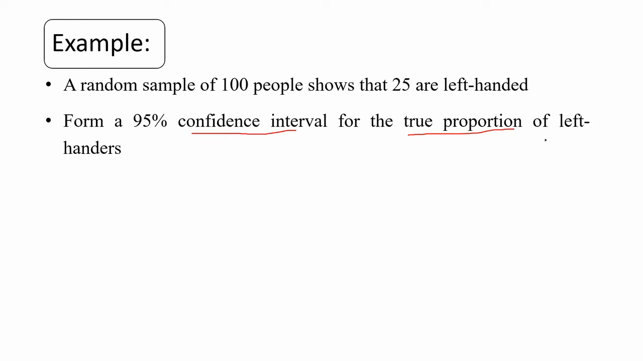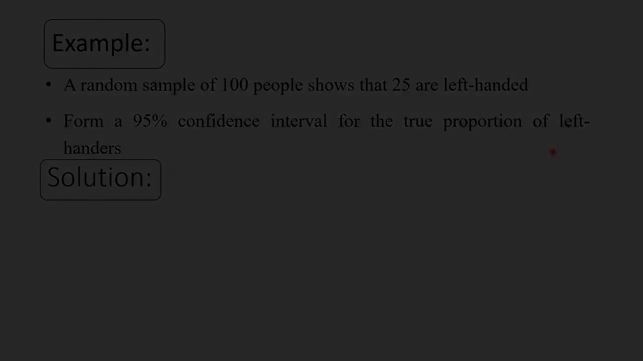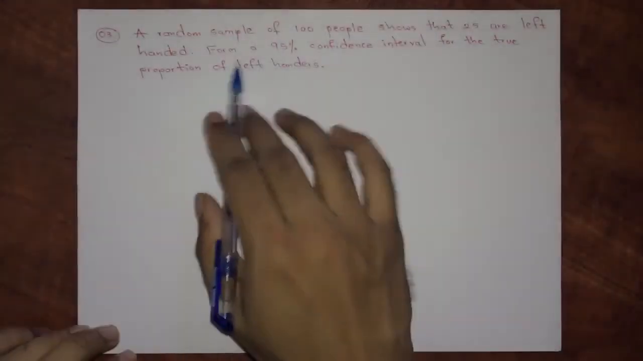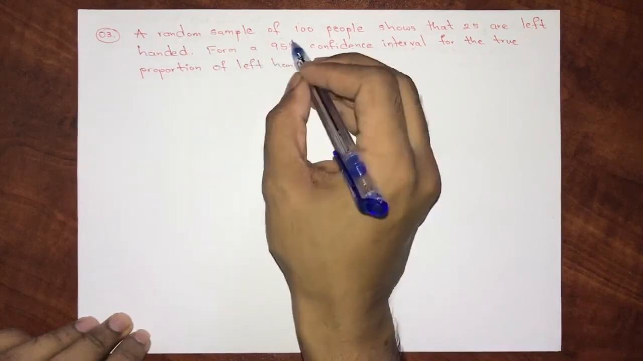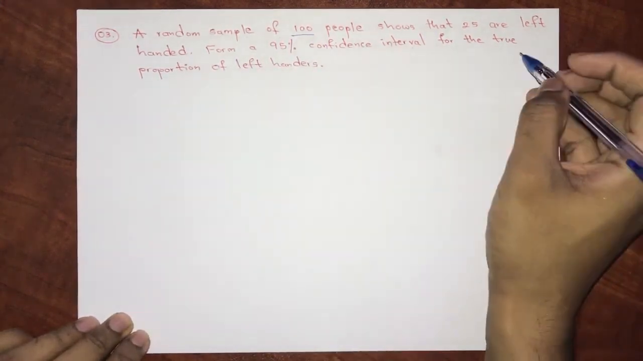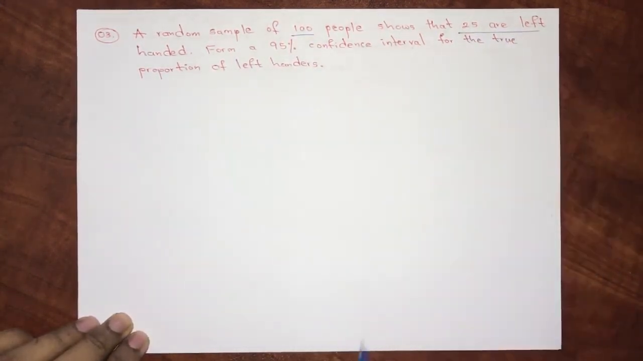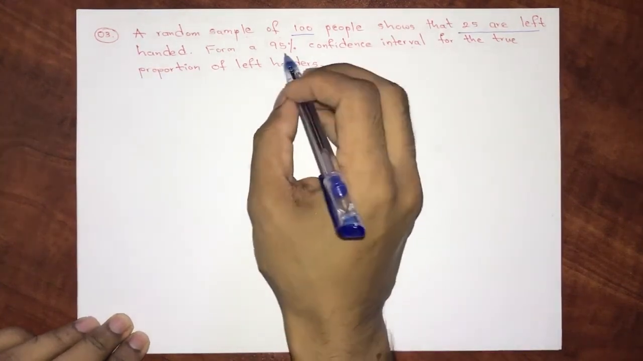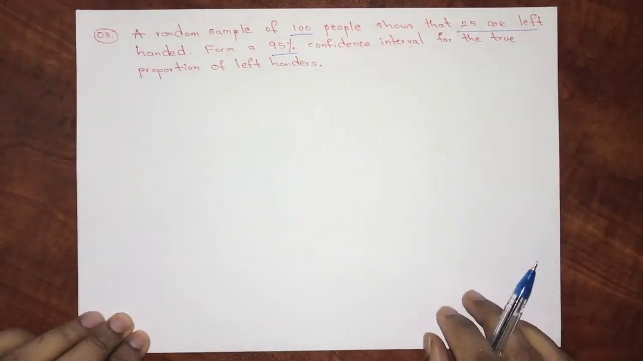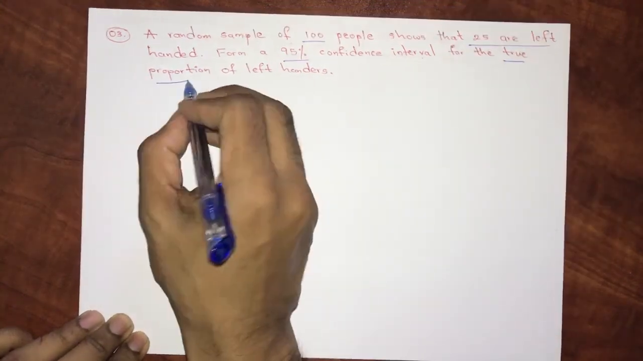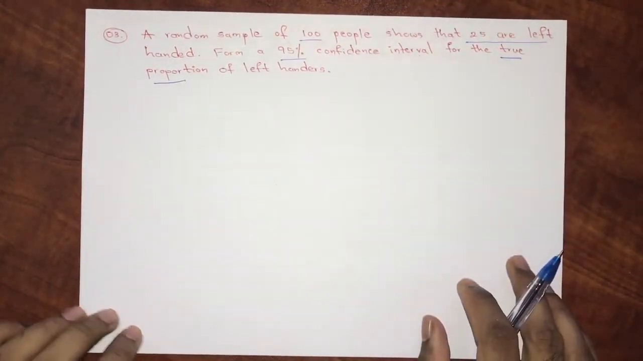Then quickly make a side note, for proportions you are going to use your z distribution. Right, so let's have a look at how we solve this. So this particular question, you're given a sample size of 100 and you're told that 25 are left-handed. You're asked to form a 95% confidence interval for the true proportion of left-handers.